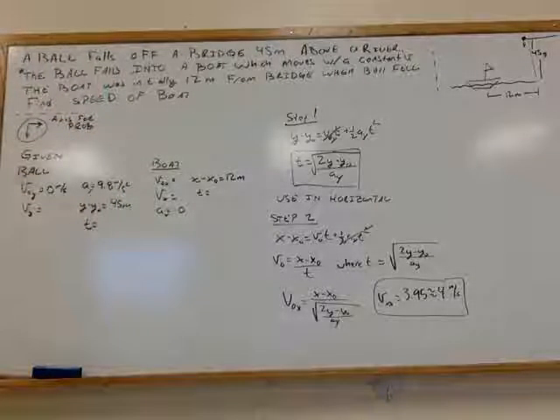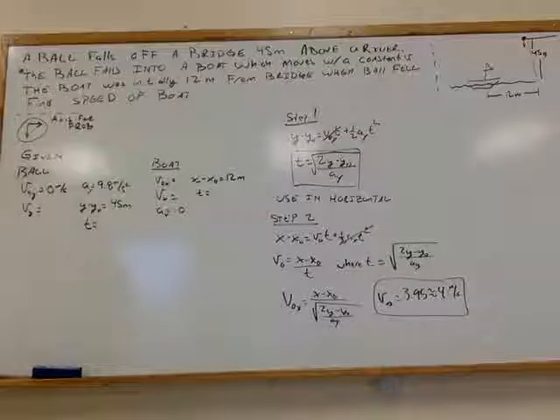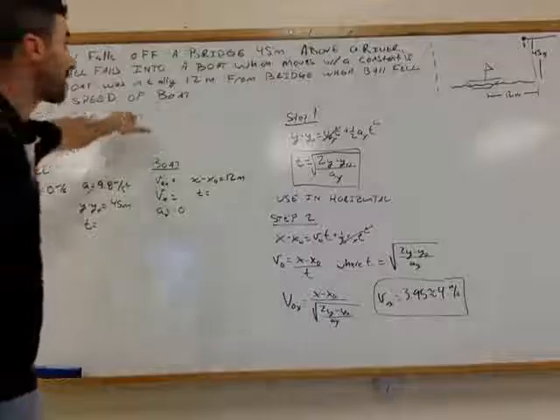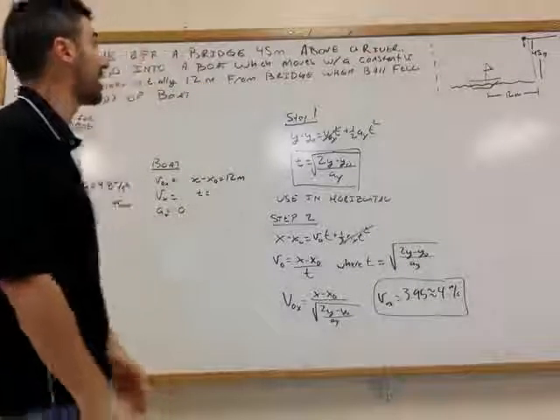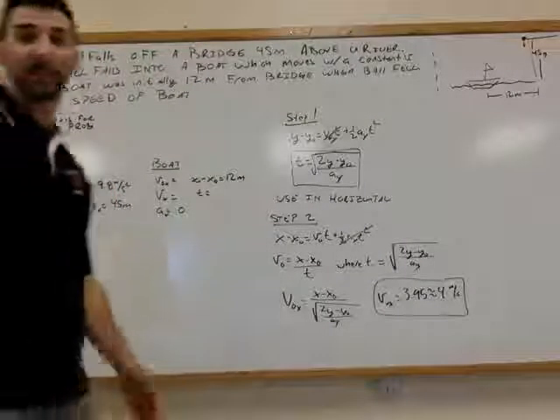A ball falls off a bridge 45 meters above a river. The ball falls into a boat which moves with a constant velocity. The boat started initially 12 meters from the bridge when the ball fell. We want to find the speed of the boat.